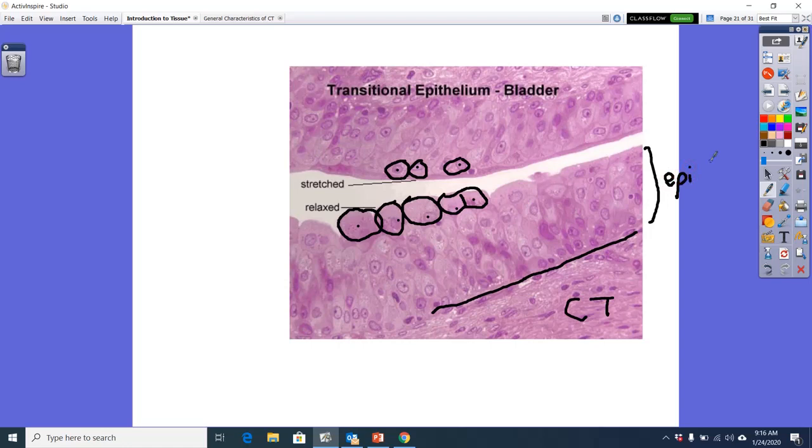Okay, and that's all for stratified epithelium. Pretty easy, pretty distinct from one another. Now when we mix it with simple, you got to really pay attention to the shapes of the cells and then think about the locations and the functions.